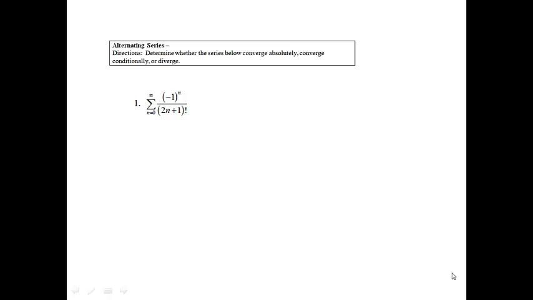Alternating series. Determine whether the series below converge absolutely, converge conditionally, or diverge. And I'm looking at number 1. I notice that there's a factorial, so I'm actually going to use the absolute convergence test first to see what will happen. And that means we're going to take the absolute value of this, which means the alternating part will drop out, so I'll just be left with 1 over (2n plus 1) factorial.